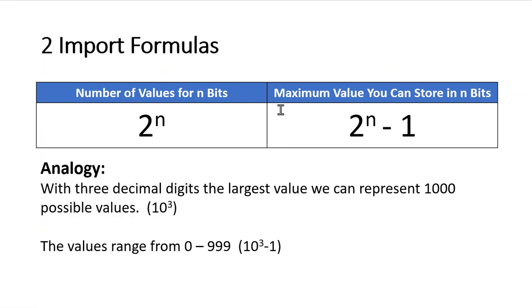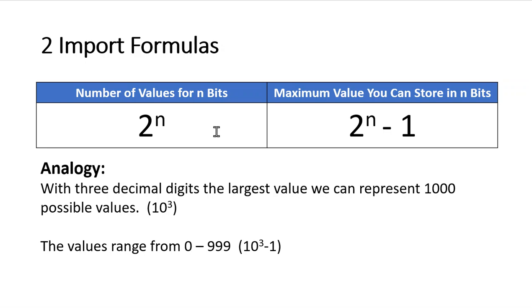The largest number you can fit in n bits is 2 to the n minus 1. So if we have 4 bits, that number is 2 to the 4th minus 1, which is 2 to the 4th is 16, minus 1 is 15. The biggest number we can store in 4 bits is 15.